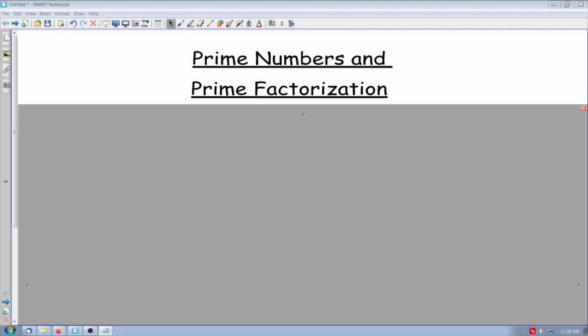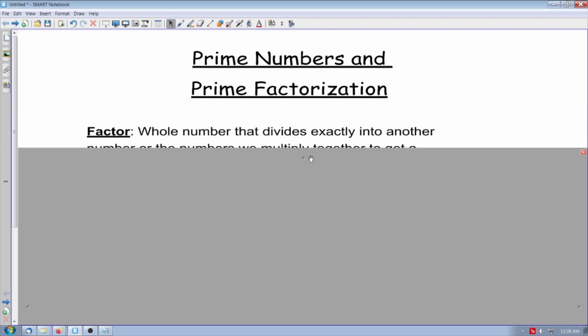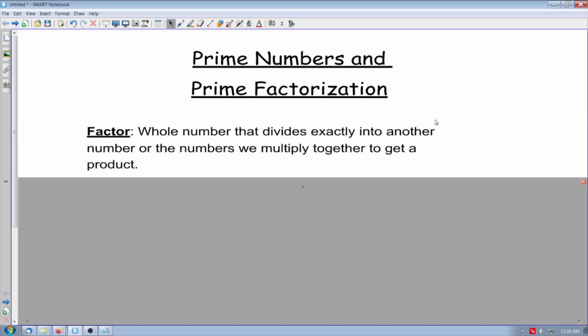Let's first discuss what a factor is. The definition I like to use for a factor is a whole number that divides exactly into another number. A factor can also be the numbers we multiply together to get a product. I will mainly be focusing on the first definition for this video.